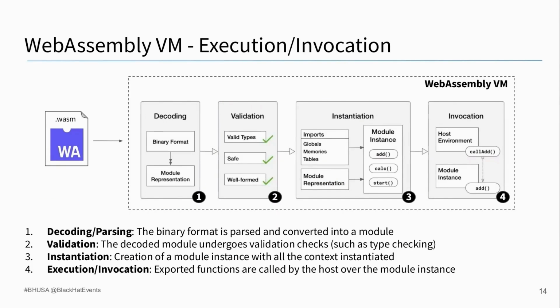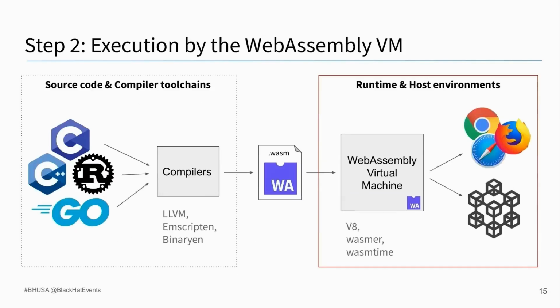Finally, once the WebAssembly module is ready to go, you have the execution. In that case, the host may provide some arguments to a specific exported function, and then it will run the WebAssembly module, the specific WebAssembly bytecode, and do the job. So that's just the WebAssembly VM, and of course this WebAssembly VM will need a host environment.